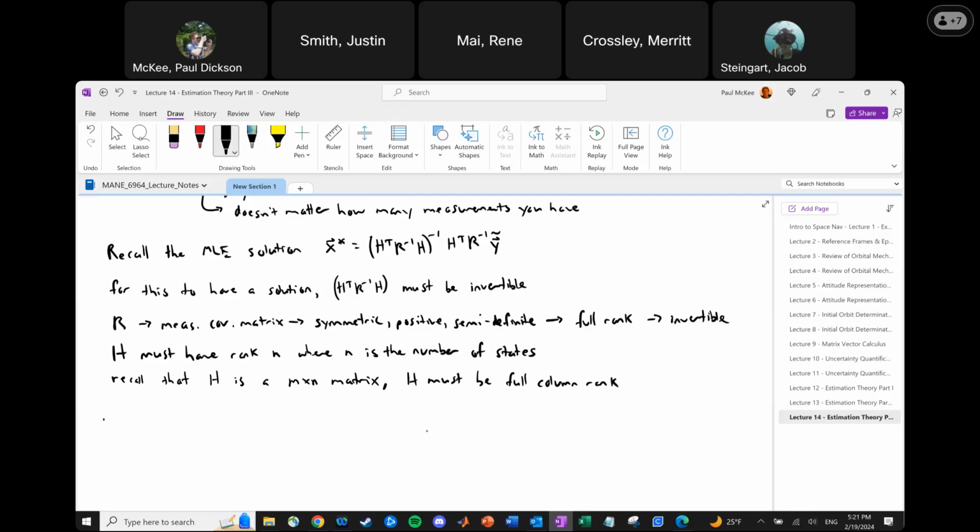So essentially, the punchline is here. The test for observability for a linear system is this: are the columns of H linearly independent? And we're going to see an example of this coming up later in today's lecture, but you can think back to our discussion of gimbal lock from several lectures ago in attitude representations.